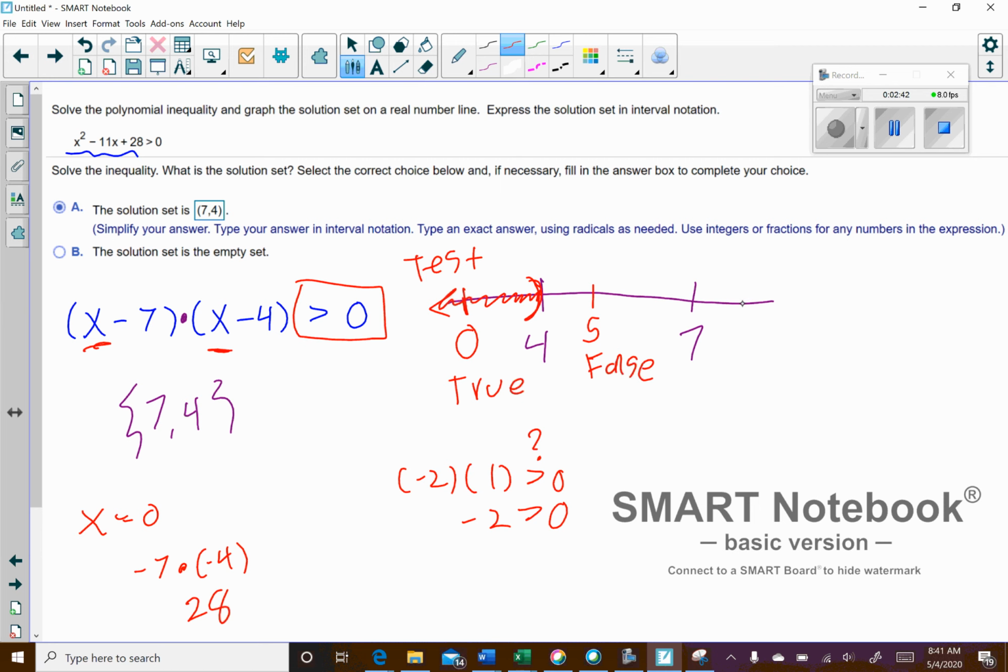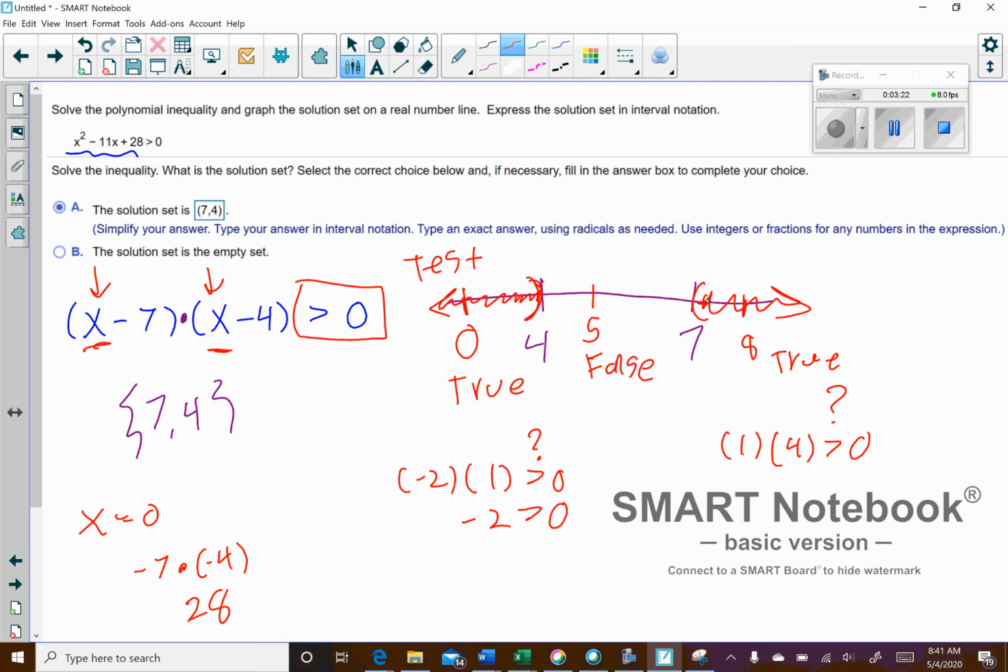Then we'll go ahead and try beyond 7. We can try like 8. So if we plug in an 8, once again, I'm plugging it in for x right here and here. So I'm going to get a 1 times 4, greater than 0. That looks good to me. Yeah, 4 is greater than 0. So that comes back true. So we'll go ahead and shade there. And then once again, if I plug in 7, it would cause it to be 0, but our condition is we have to be greater than 0. So got to put a parenthesis right there.